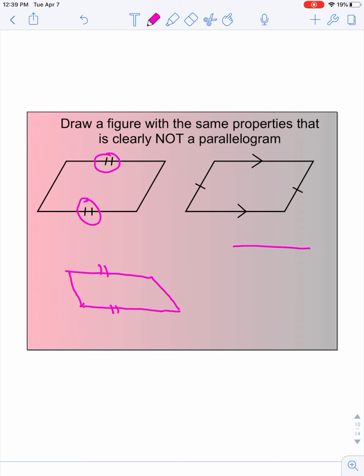We could actually have parallel lines right here, but they're different lengths. And so we could have more of a trapezoid rather than a parallelogram.